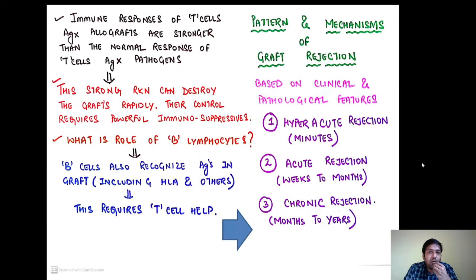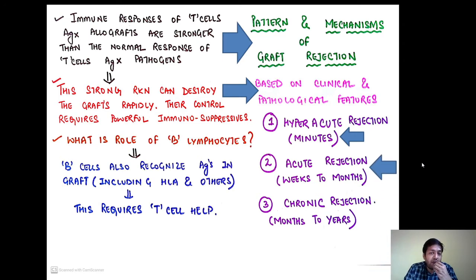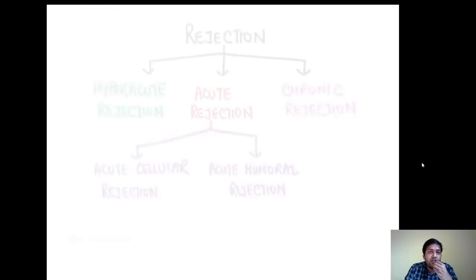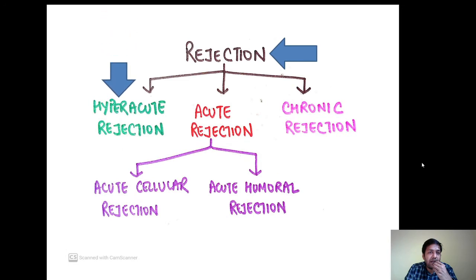Now remember, what are the patterns and the mechanism of graft rejection? Based on the clinical and pathological features, there are three important types of rejection. One is hyperacute rejection, which occurs within minutes. It occurs very, very fast. Then we have acute rejection, which occurs in days to weeks to months. And chronic rejection occurs from months to years. So if we divide, rejection can be hyperacute or acute. Acute rejection can further be divided into acute cellular and acute humoral rejection, and then we have chronic rejection.